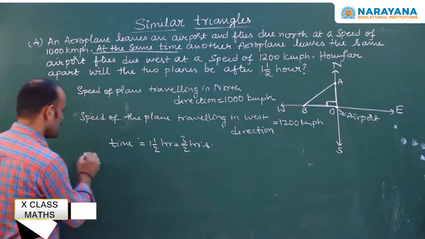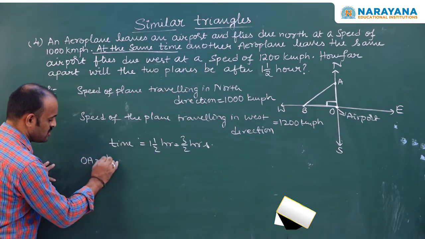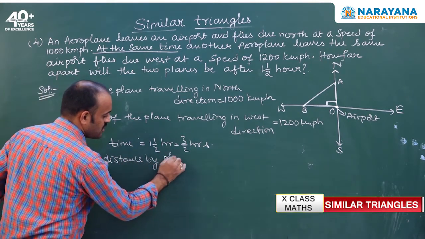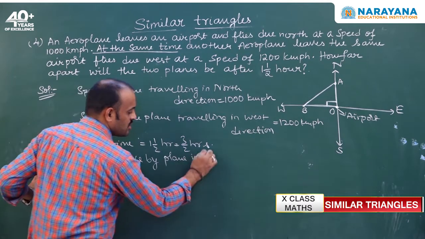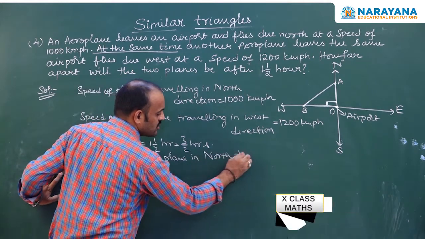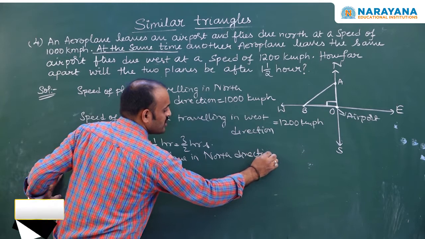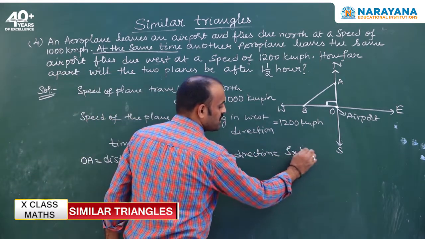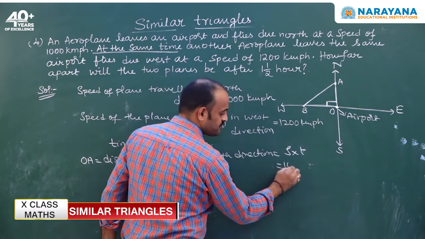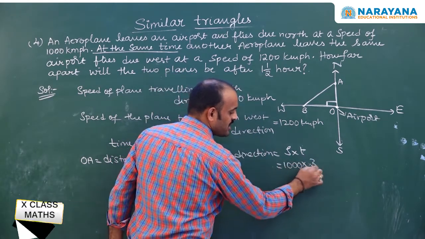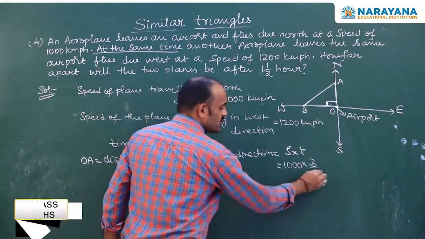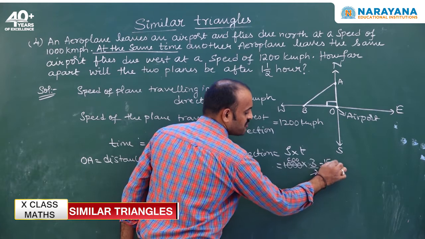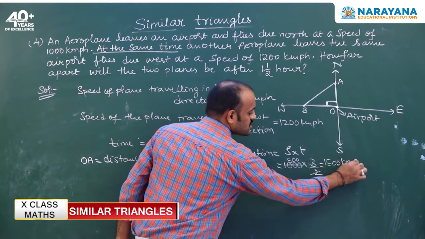See, OA is equal to the distance by the plane in the north direction. What is the distance formula? Speed into time. Speed is 1000, time is 3/2 hours. 2 ones, 2 500s. 500 into 3, 1500 kilometers.